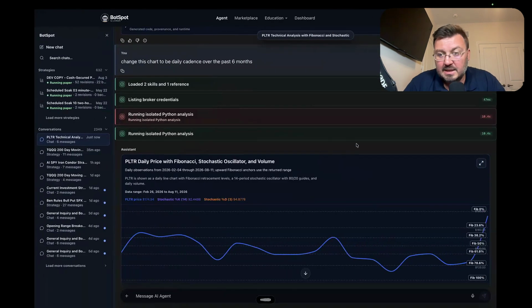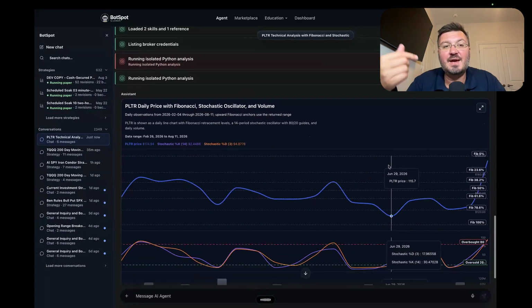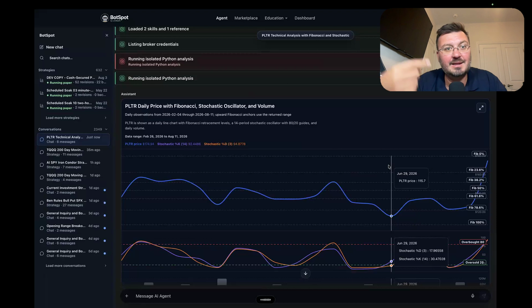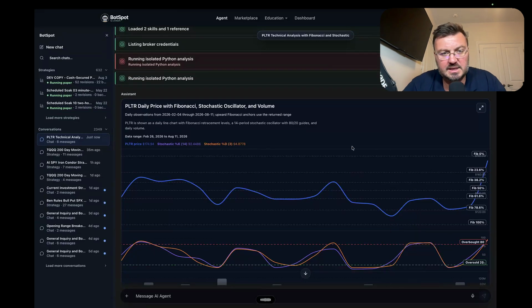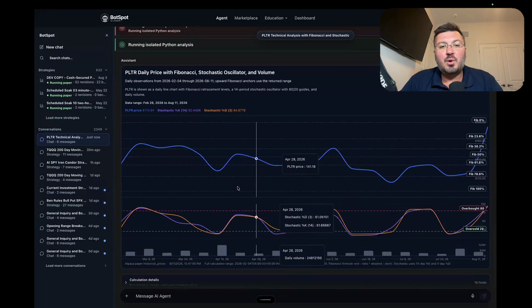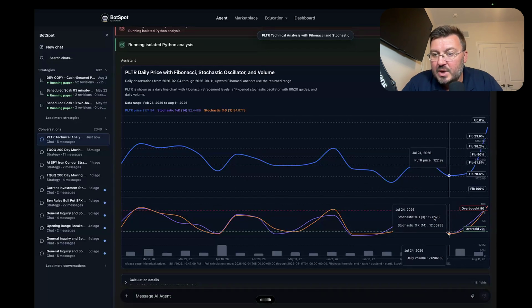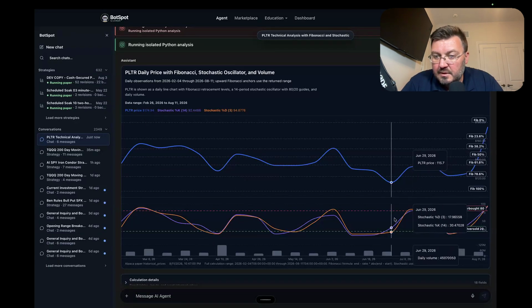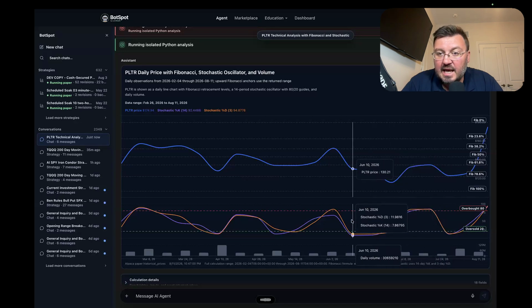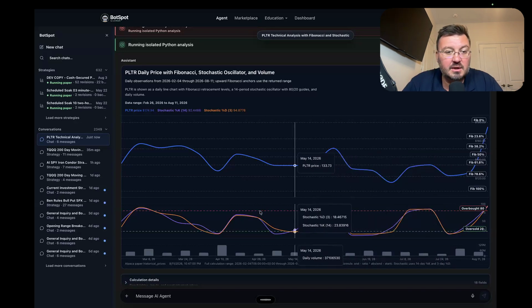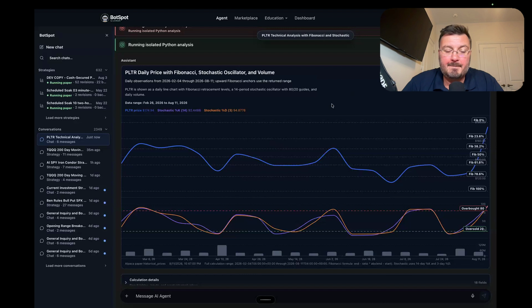And then the second problem, and this is the bigger problem, is when it eventually actually worked, I'm glad that it retried and did it again and fixed itself. But the problem is I asked it for daily and it did not give me daily. It gave me weekly cadence here. I asked for daily and it gave me weekly, right? So it did not listen to me.